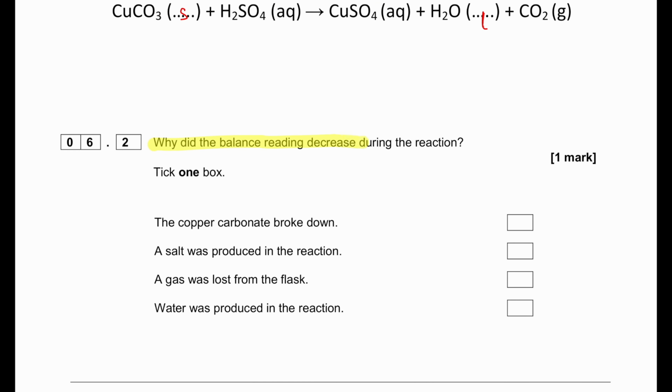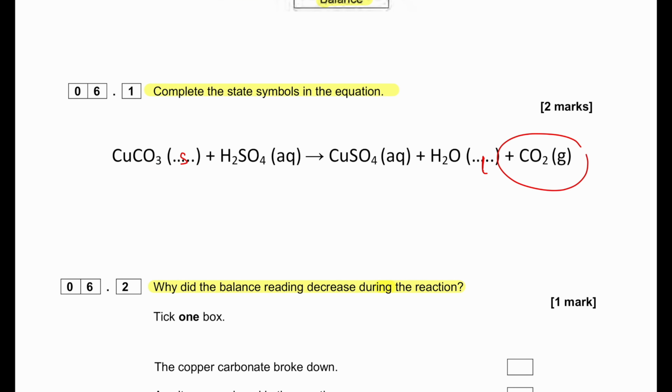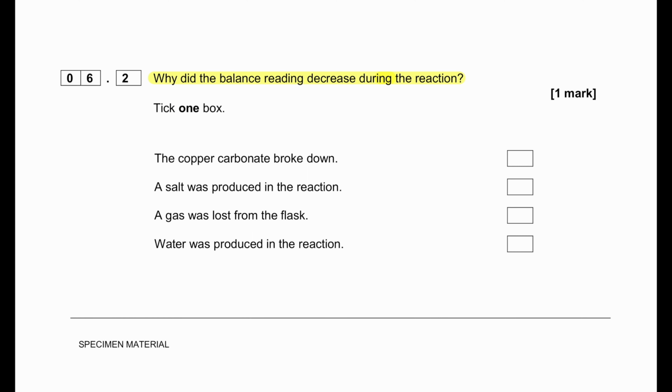Why did the balance reading decrease during the reaction? Guys, we can see CO2 gas is being produced which will fly away. And since the CO2 has a mass, that will decrease the balance reading. So the first option, copper carbonate is broken down: obviously it's not broken down, it's chemically reacting. Salt was produced in the reaction: yes, a salt was produced, but that doesn't explain why the balance reading decreased. A gas was lost from the flask. Okay.